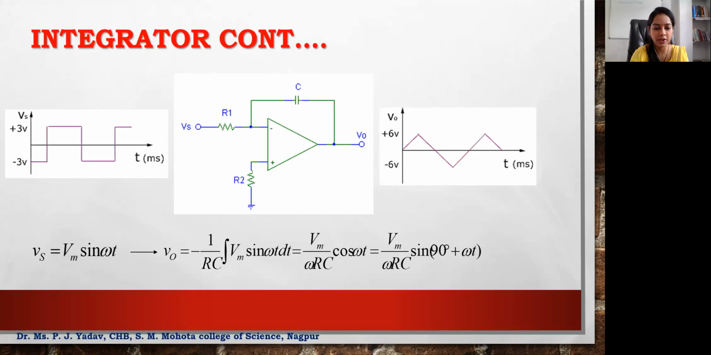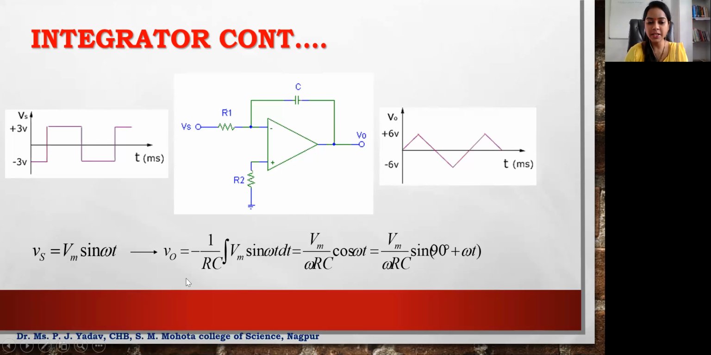And for this, you can write the equation as Vs is equal to Vm sine of omega t, which can be written as V out is equal to minus 1 upon RC. By looking at this circuit, it can be written as integration of Vm sine of omega t dt, or if we take the constants out, Vm upon omega RC cos of omega t. And in this equation, you can write it as Vm upon omega RC sine of 90 degrees plus omega t.